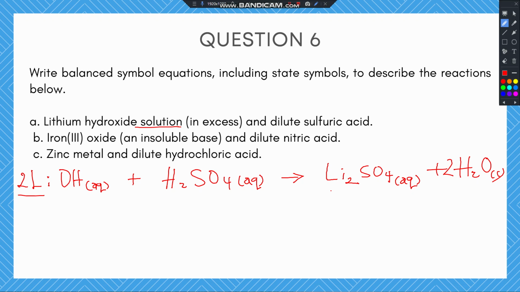Lithium is balanced on both sides. Oxygen, we have 2 atoms of oxygen over here plus 4 over here. That makes 6. On the right hand side we have 4 atoms of oxygen over here plus 2 atoms of oxygen over here. That makes 6 as well, so oxygen is also balanced. And then for hydrogen we have 2 atoms of hydrogen over here plus another 2 over here. That makes 4. And then on the right hand side we also have 4. So this equation is fully balanced. That is for the first equation.